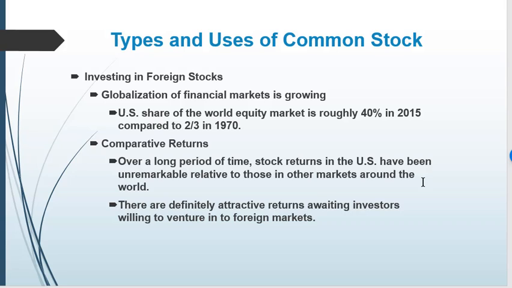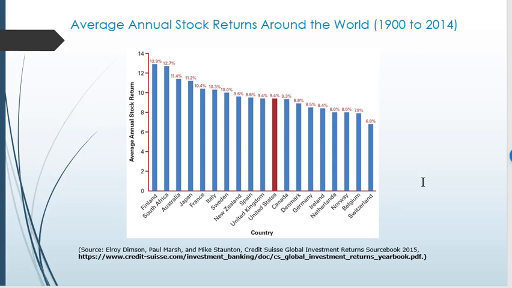And over a long period of time, we've shown U.S. has been unremarkable relative to those other markets. That is, the other marketplaces have seen some very dramatic changes in returns. So there's a potential for some great rate of return when you think about investing in foreign markets. And the United States, as you see down here, has averaged about 9.4%. And there's a whole range of countries that on average have higher rates of return.